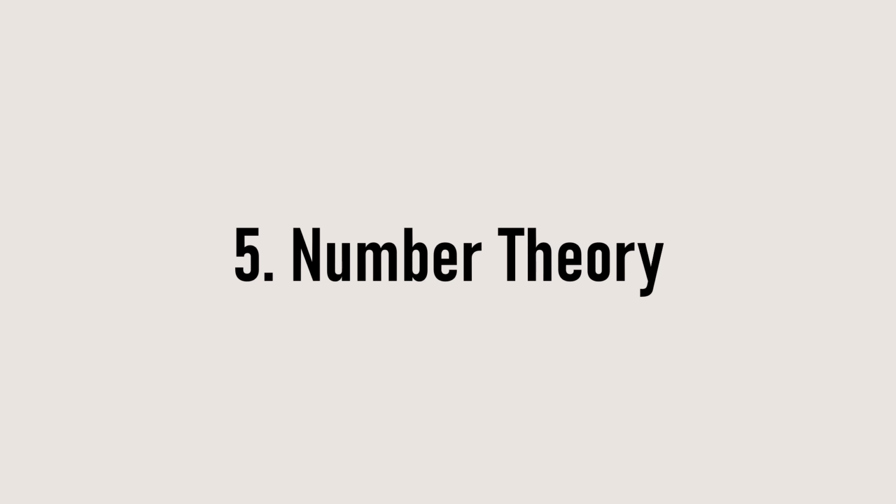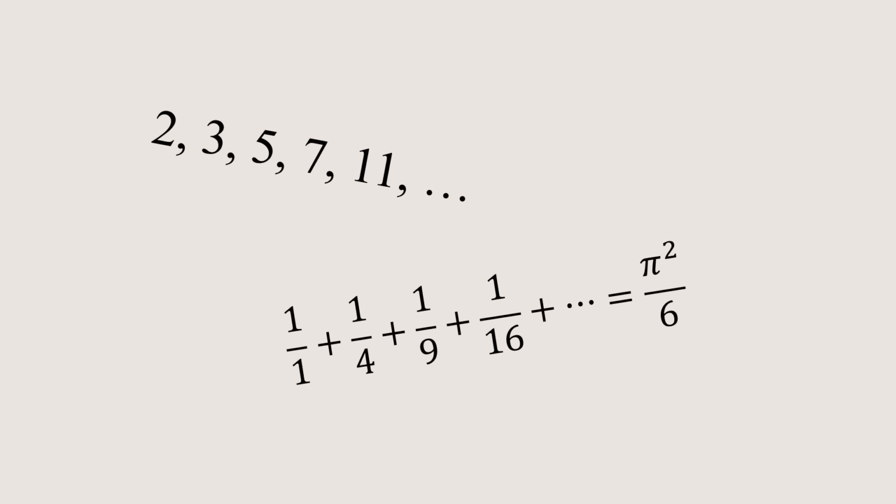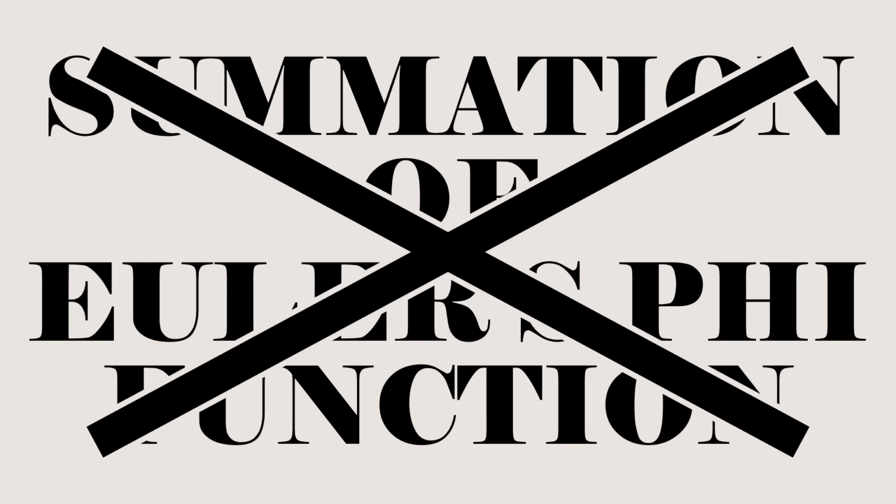Welcome to the bonus chapter. As said before, we will try to prove this with some number theory. Are primes involved? Yes. Is the Basel problem involved? Yes. Do we get to use the summation of Euler's phi function? No, not really. But you have to know one thing before we start.